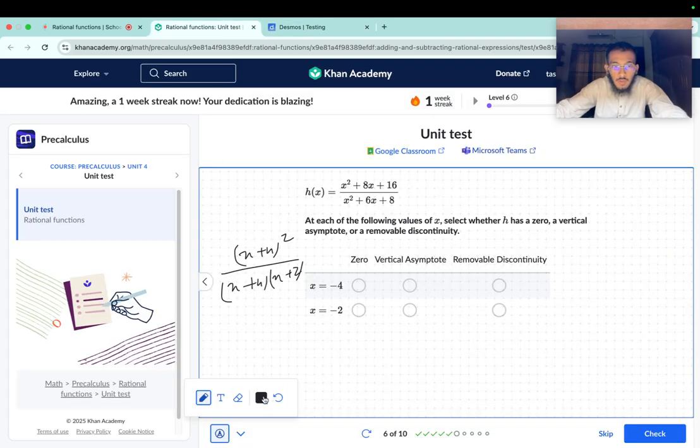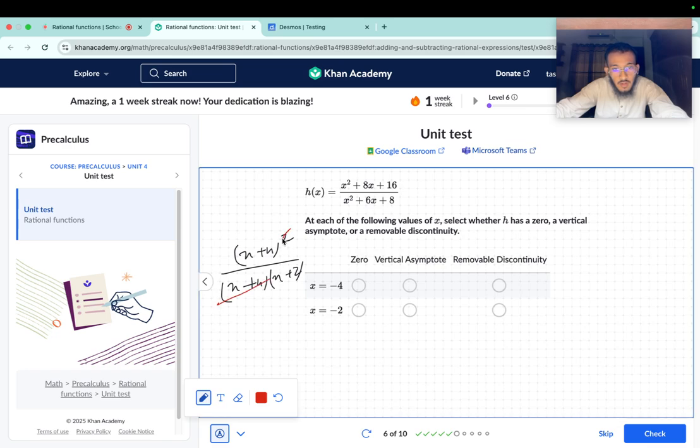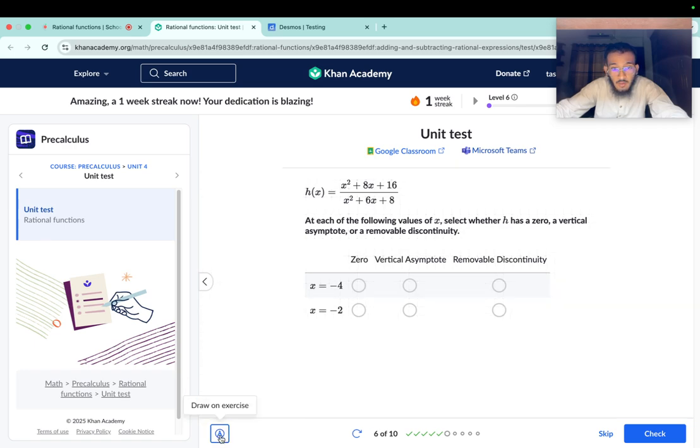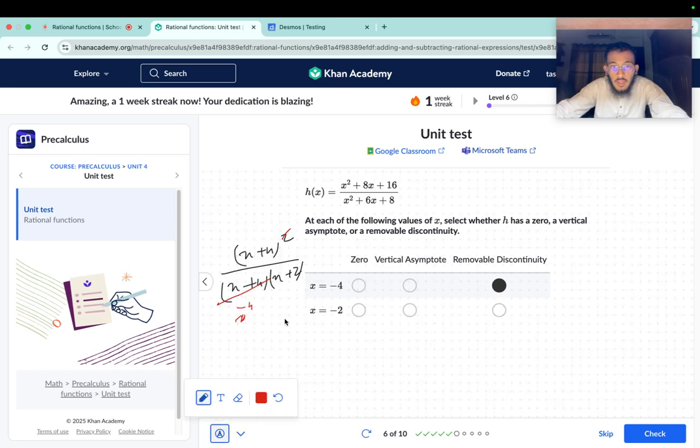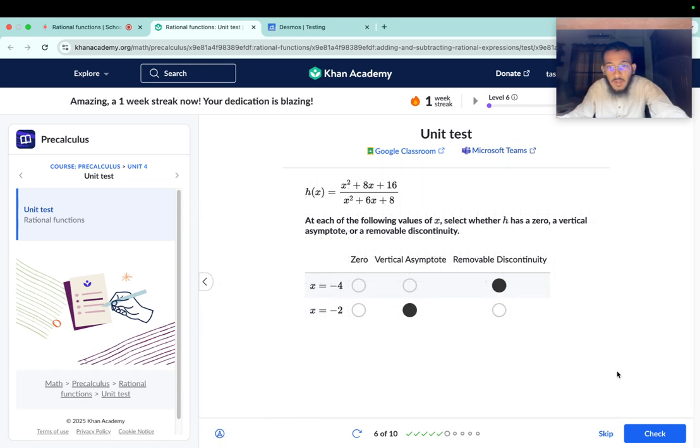Now, we know that x plus 4 gets cancelled out here. So that means when we have x equal to negative 4, it would be undefined, but because it gets cancelled out, it will be a removable discontinuity at x negative 4. But when we have x negative 2, then we have a vertical asymptote because it is always undefined. So this will be our answer.